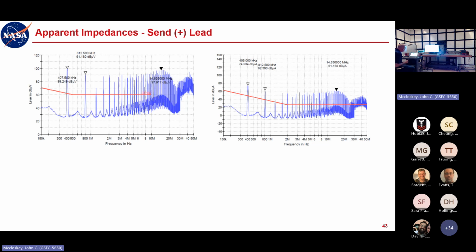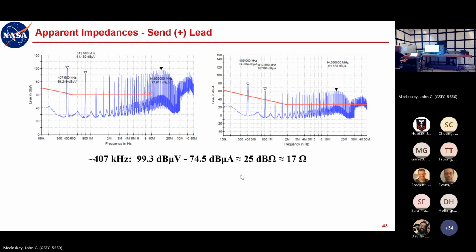So first, we're going to look at the apparent impedances. All right, we've measured voltage and we've measured current. So we should be able to calculate what the apparent impedance is at a couple different frequencies, where I have the peaks labeled here. Impedance simply is voltage divided by current, but we're in dB space here. So we subtract in dB space to give the equivalent of division. So we take voltage in dB microvolts, subtract the current in dB microamps, that gives us dB ohms.